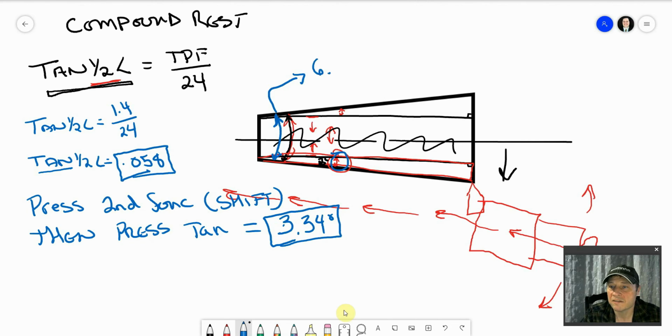It will be 6.68 degrees. Twice this, because we're only solving half the angle, right? So this included angle is going to be double. So this is a very common way to create a taper.